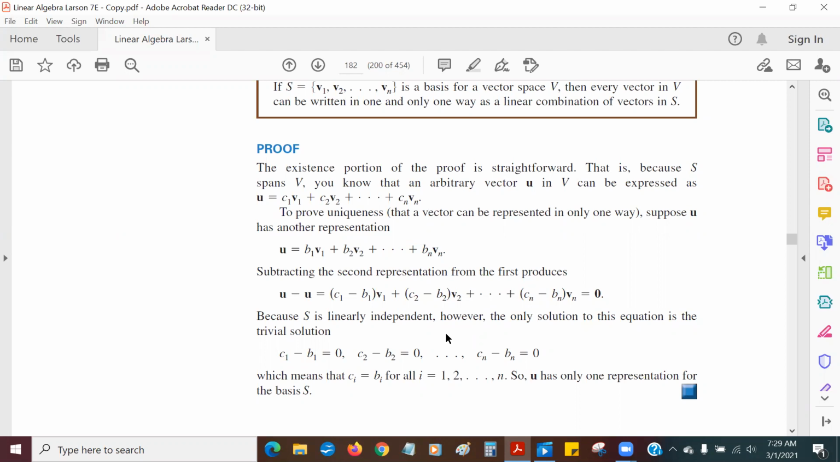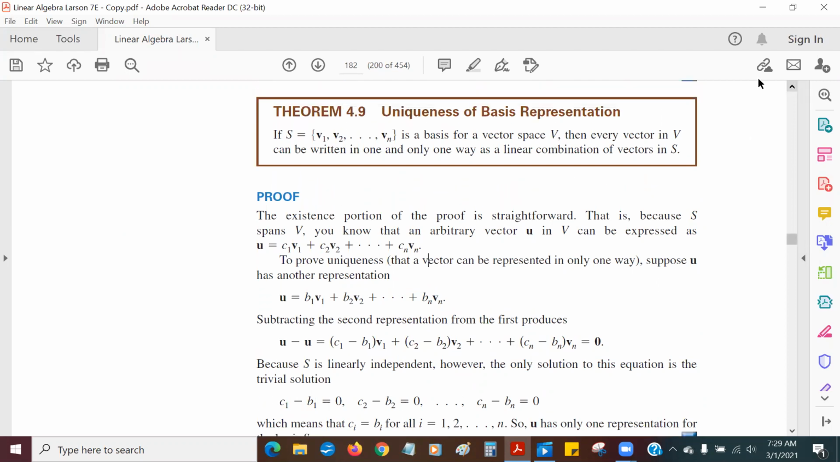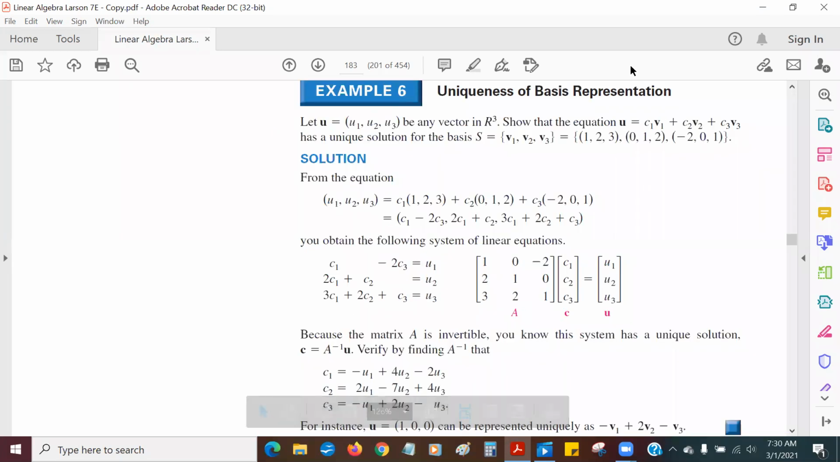So that shows it's impossible, once I have one representation, to come up with another representation. And that's what our theorem is saying. That's what our uniqueness theorem is trying to teach us. And that is awesome. Now we're just going to look at an example of this.